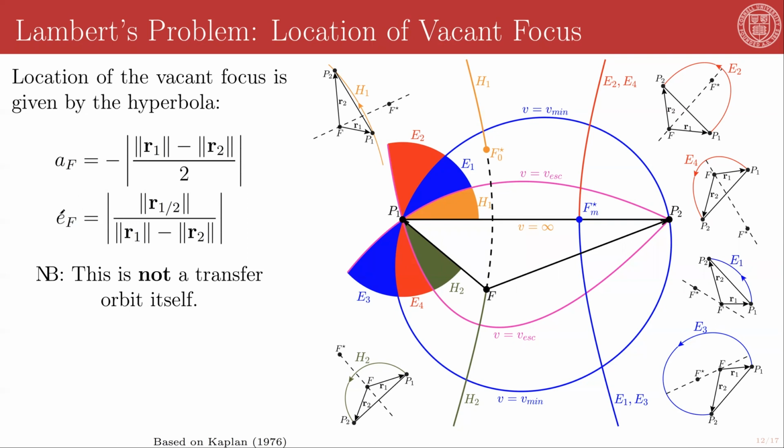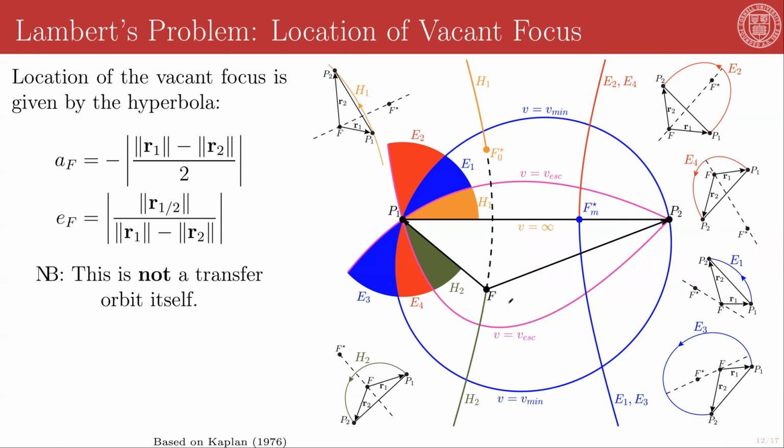And similarly, the eccentricity, which for a hyperbola has to be greater than 1, is given by the magnitude of R1 rel 2, this segment between P1 and P2, scaled by the difference between R1 and R2. And again, we take the absolute value just to ensure that we always get a positive value greater than 1 for all cases, whether the norm of R1 is greater than the norm of R2 or the norm of R2 is greater than R1. Remember, these parameters do not describe a transfer orbit between P1 and P2. Rather, they describe the locus of possible locations for the vacant focus of that transfer.